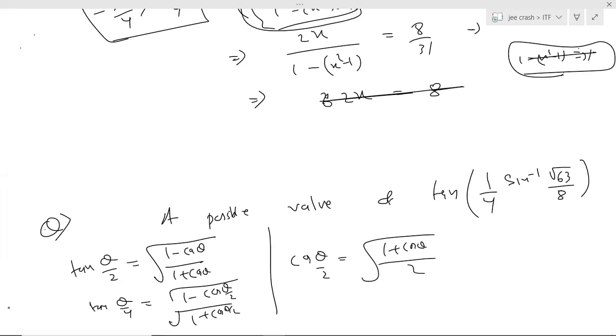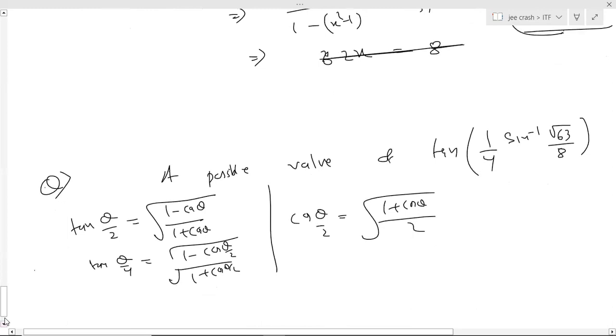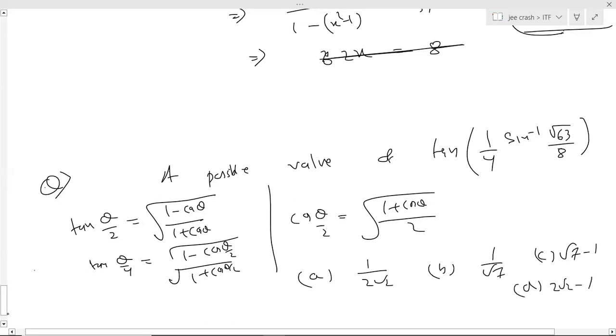This is also from JEE 2021. I'm telling you, this formula is very important. This is called the half angle formula. All right. Let me give you options also. 1 upon 2 root 2, 1 upon root 7, root 7 minus 1, 2 root 2 minus 1. All right. 2 minutes.